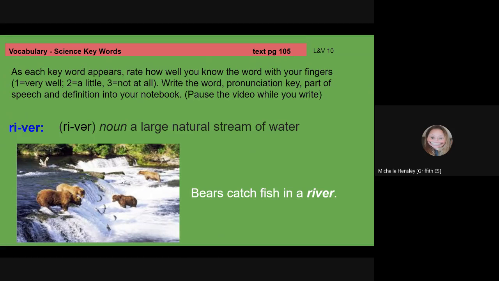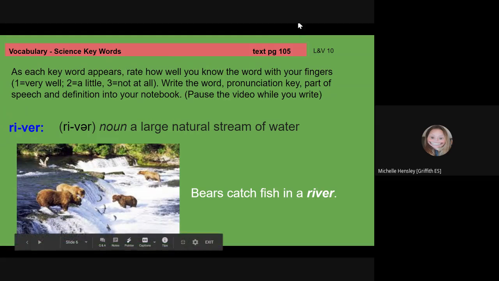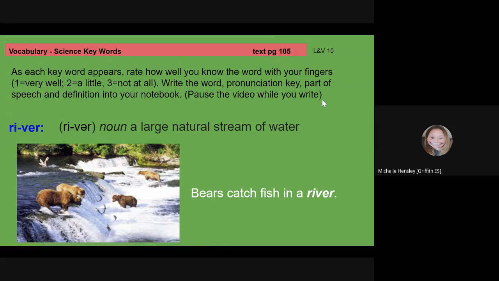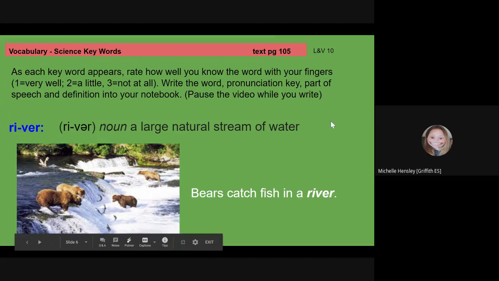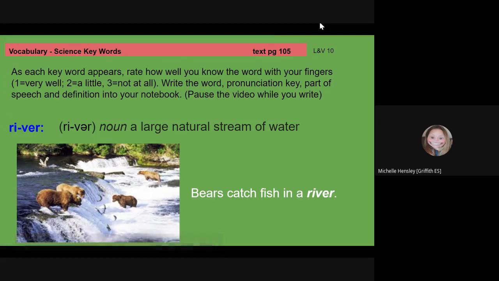Okay, river. That's the last word today in your vocabulary. I hope you got them all written down. If you need to watch the video to make sure you get them all, you'll want to do that because you're going to need these definitions and parts of speech and the correct spelling on these words to add them to your My Vocabulary notebook on Wednesday.